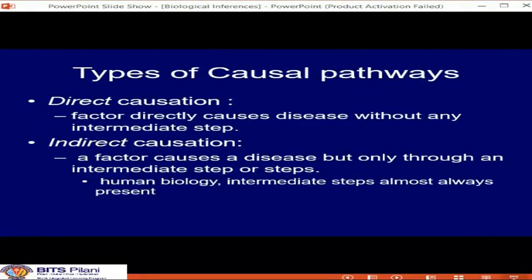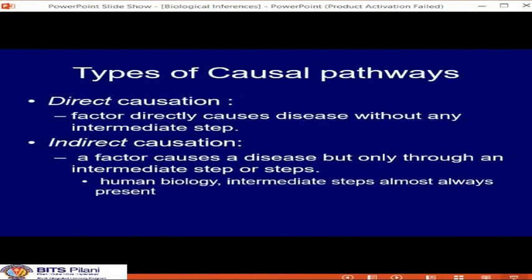There are two types of causation. One is called direct causation. A causes B. And there's another one, indirect, where there are numerous steps between A and B. A directly doesn't cause B, it goes through a series of steps. And as you might guess, in human biology, most causation is actually indirect causation. A causes a change in something, which causes a change in something else, which then causes disease.